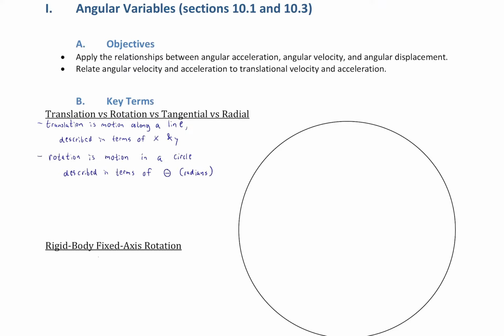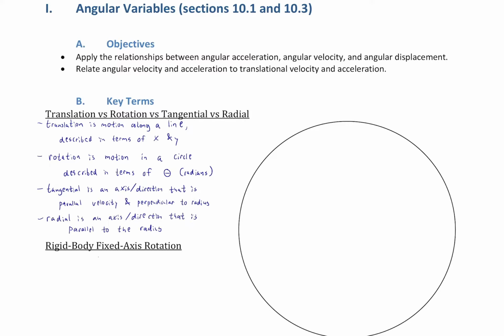On the other hand, rotation is motion in a circle described in radians. We have not actually described circular motion in radians before. In other words, we've focused on the idea of going around the arc rather than the arc itself. And tangential is an axis or direction that is parallel to velocity and perpendicular to the radius. On the other hand, radial is an axis or direction that is parallel to the radius. And these are both components of translational variables, which are totally different than rotational variables.